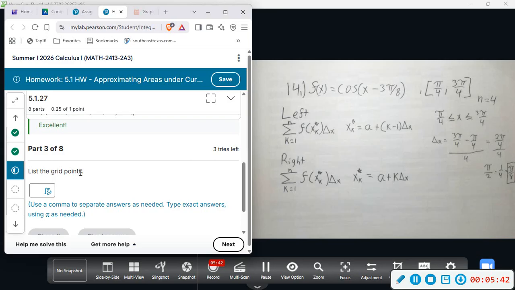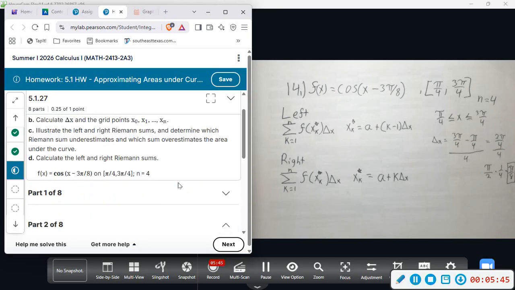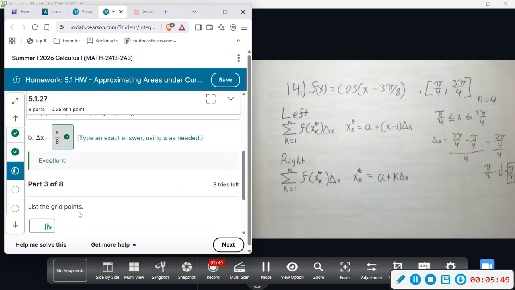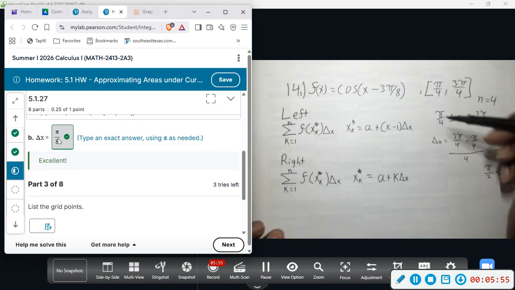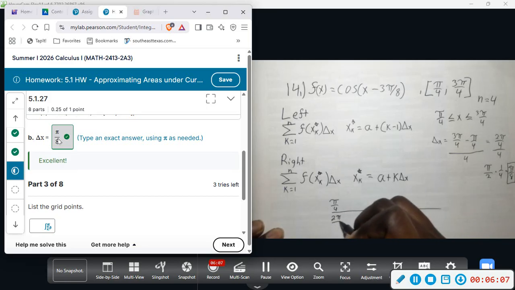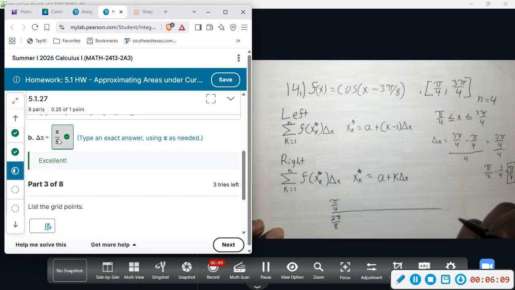All right, so once we do that, we can list the grid points, and we are starting from pi over 4. So since we are counting by pi over 8, I like to write it in terms of what we're counting by. So if I want a common denominator, top and bottom by 2, pi over 4 is the same as 2 pi over 8.